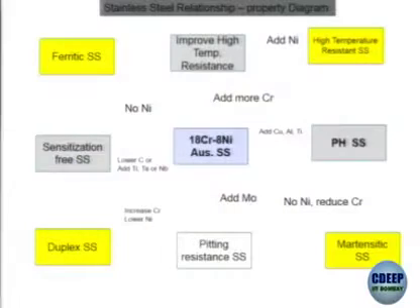The problem of pitting is handled by molybdenum, and you create various kinds of steels, I will show you in the next slide: 316, 317 or super austenitic stainless steel. So that is in this category. You remember now three more stainless steels.